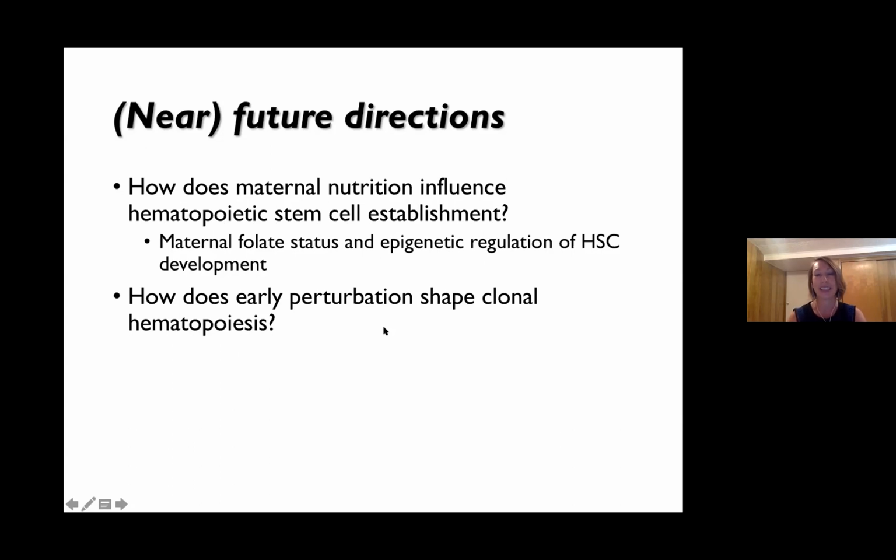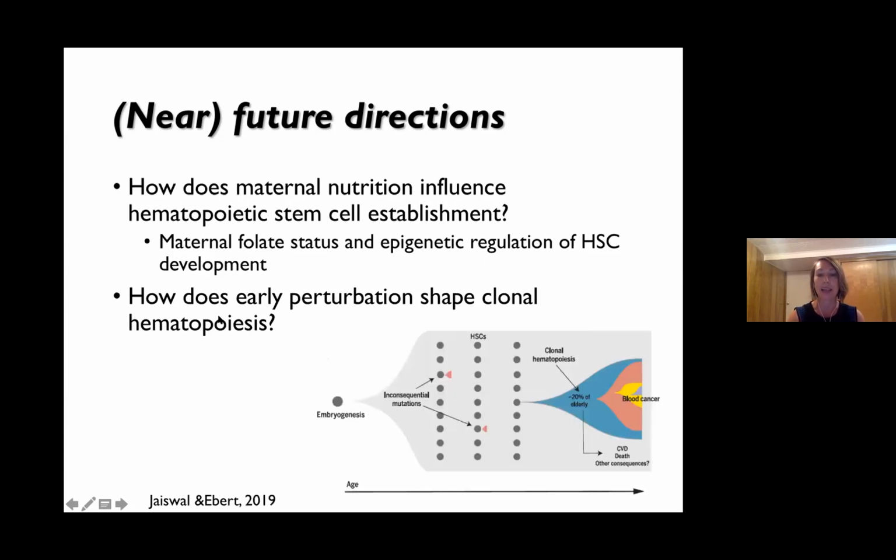I'm really also interested, and this is very early stage, in how early perturbation shapes what we refer to as clonal hematopoiesis. And so clonal hematopoiesis has become a very hot thing in hematopoiesis, where we know that up to 20% of the aging population has expansion of very specific HSC clones. And this is associated not only as a precursor for many blood cancers, leukemias and lymphomas, but also for diseases like cardiovascular disease that we now know are associated with aberrant inflammation.